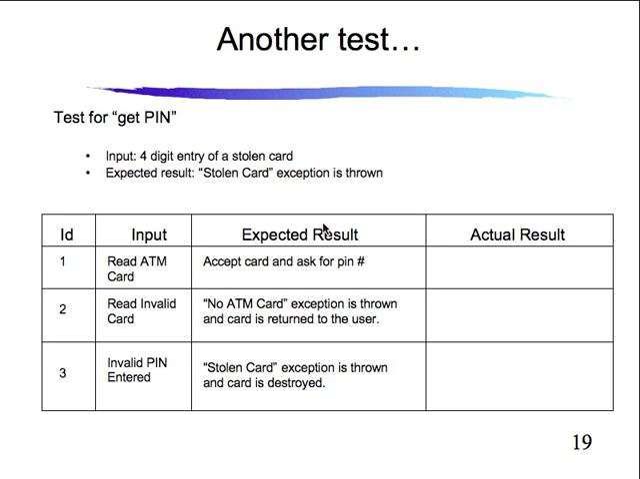Here's another test case. Let's talk about getting the PIN, going back to our ATM example. The input is a 4-digit entry, let's say, for a stolen card. Expected result: a stolen card exception is thrown. So you're reading the ATM card, you're reading the invalid ATM card, and let's say an invalid PIN is entered. A stolen card exception is thrown, and the card is destroyed. Well, what if it's the right PIN but for the wrong card? That would be a different test case if you're checking for that.